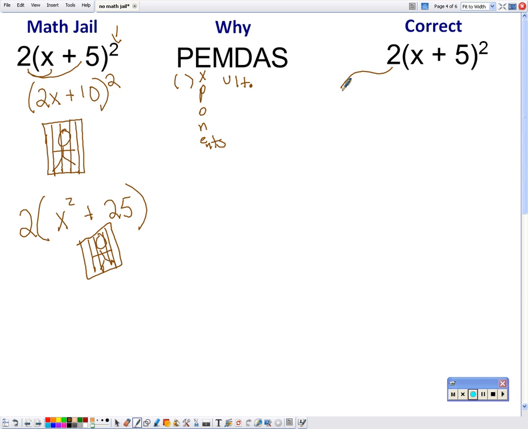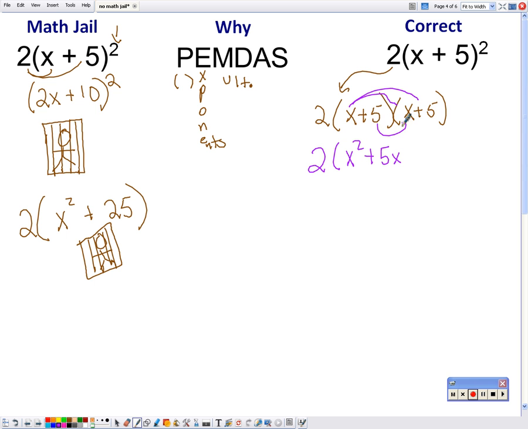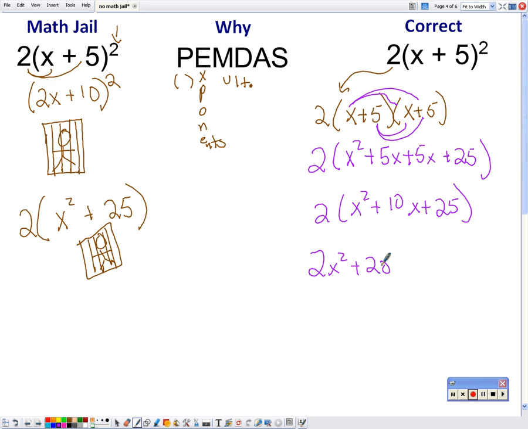So we are going to carry down the 2, and it's going to become x plus 5 times the quantity x plus 5. We're going to multiply that out, and it's going to be 2 times x squared plus 5x, and then another 5x and plus 25. So we would have 2 times x squared plus 10x plus 25, and the correct answer would be 2x squared plus 20x plus 50.